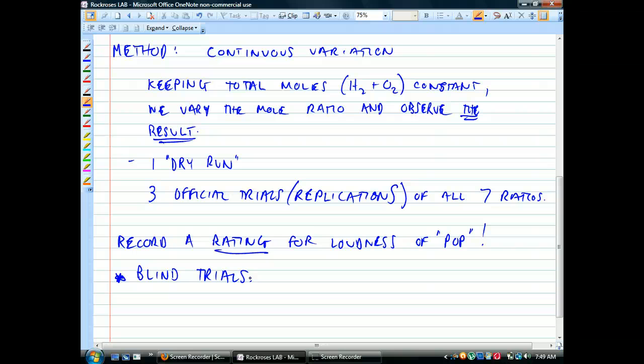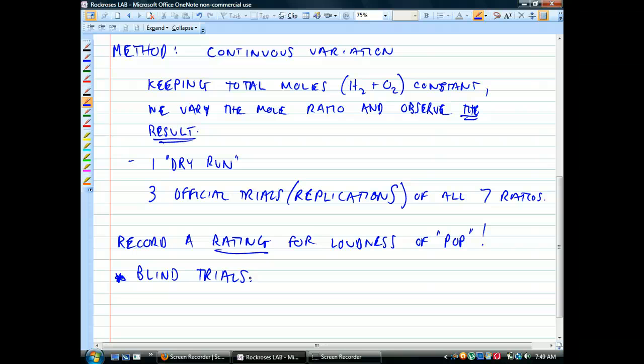So you could go all the way through all 7 ratios with one person doing the rating, and then go through the 7 again with another person doing the rating. It would increase the uncertainty, but then again, it might eliminate some problems too, depending on how the person's rating.